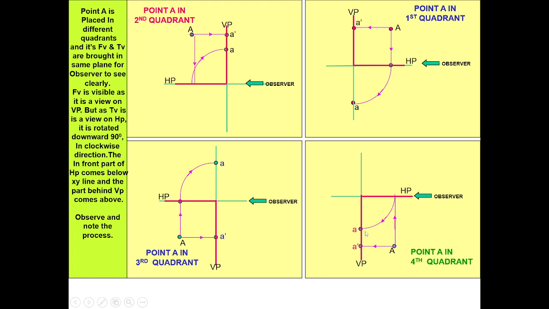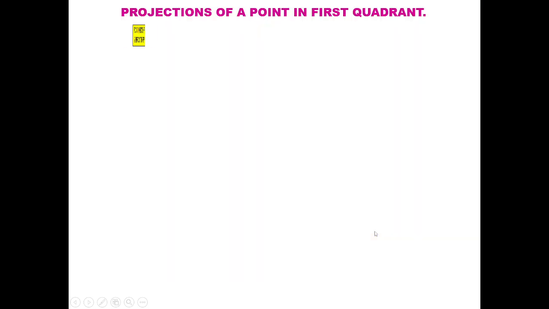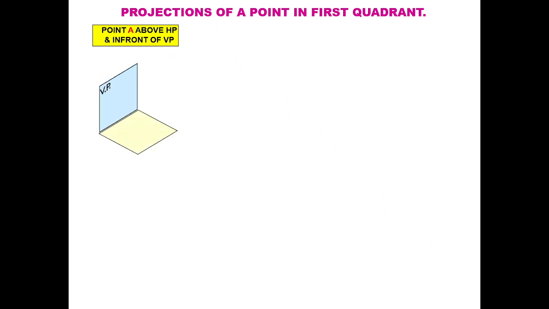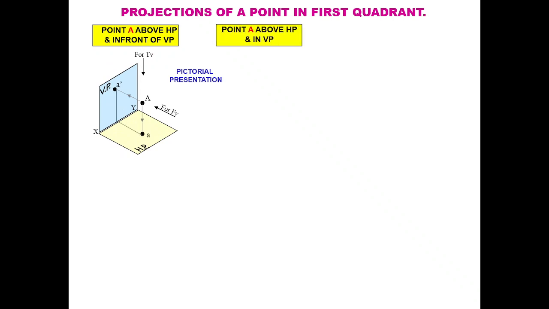Okay, if you are taking the projection of a point, it is simple. But if you do it for a complex object, it will be very difficult to understand what is the front view and what is the top view, because they are coinciding. So you can see here the position of the point in the first quadrant. The position may be above HP and in front of VP.